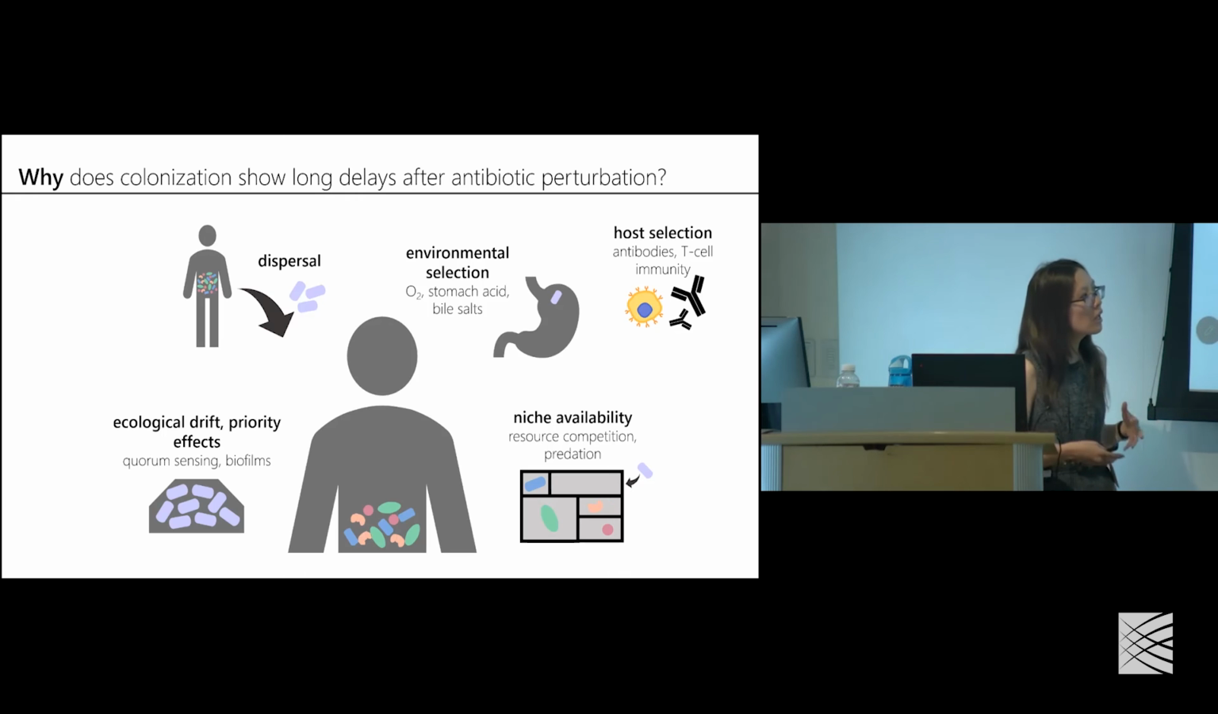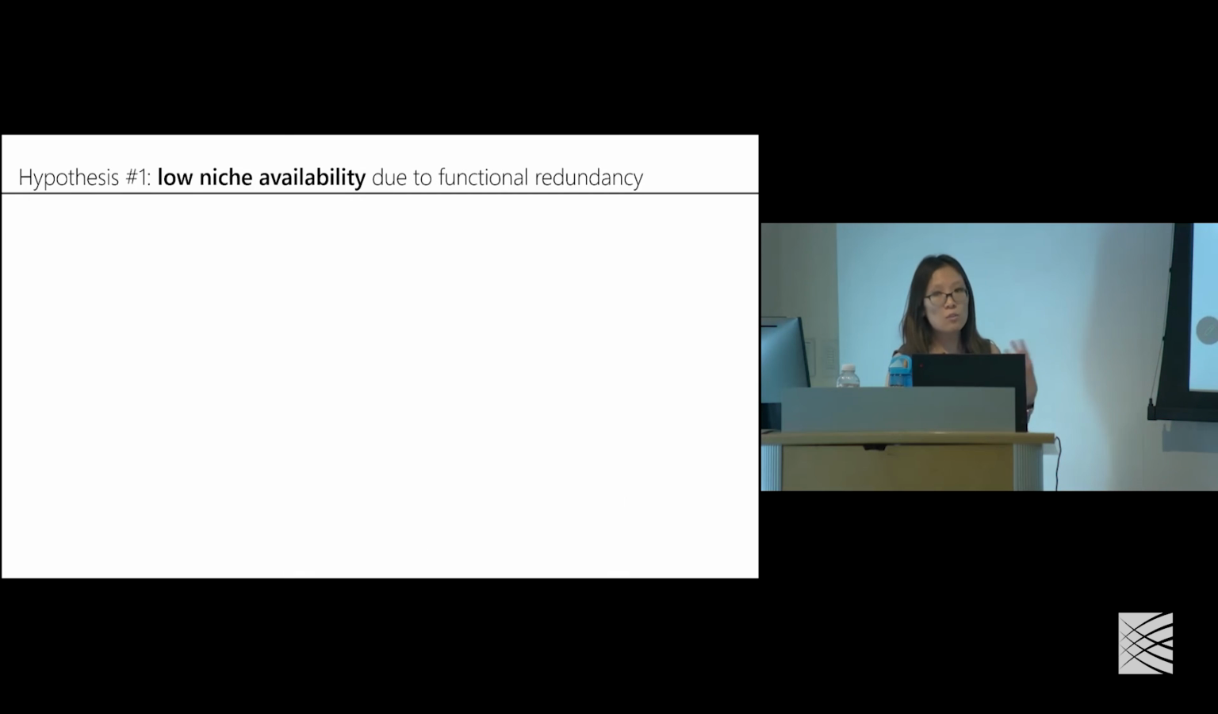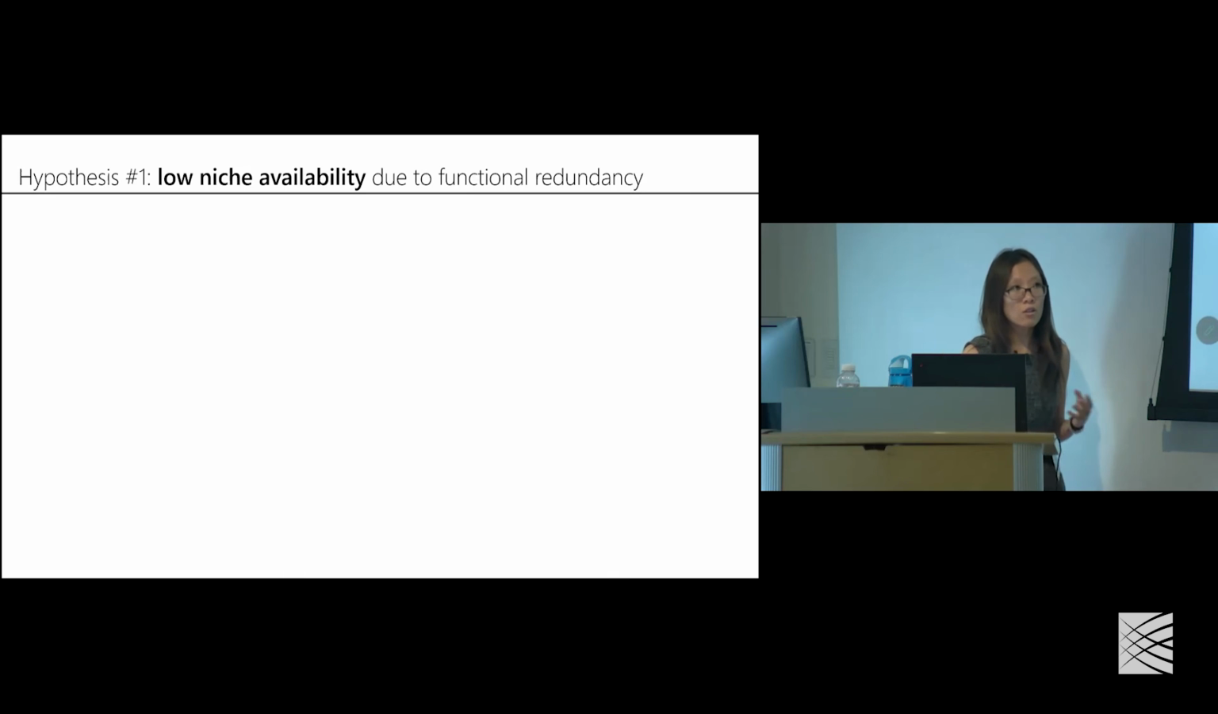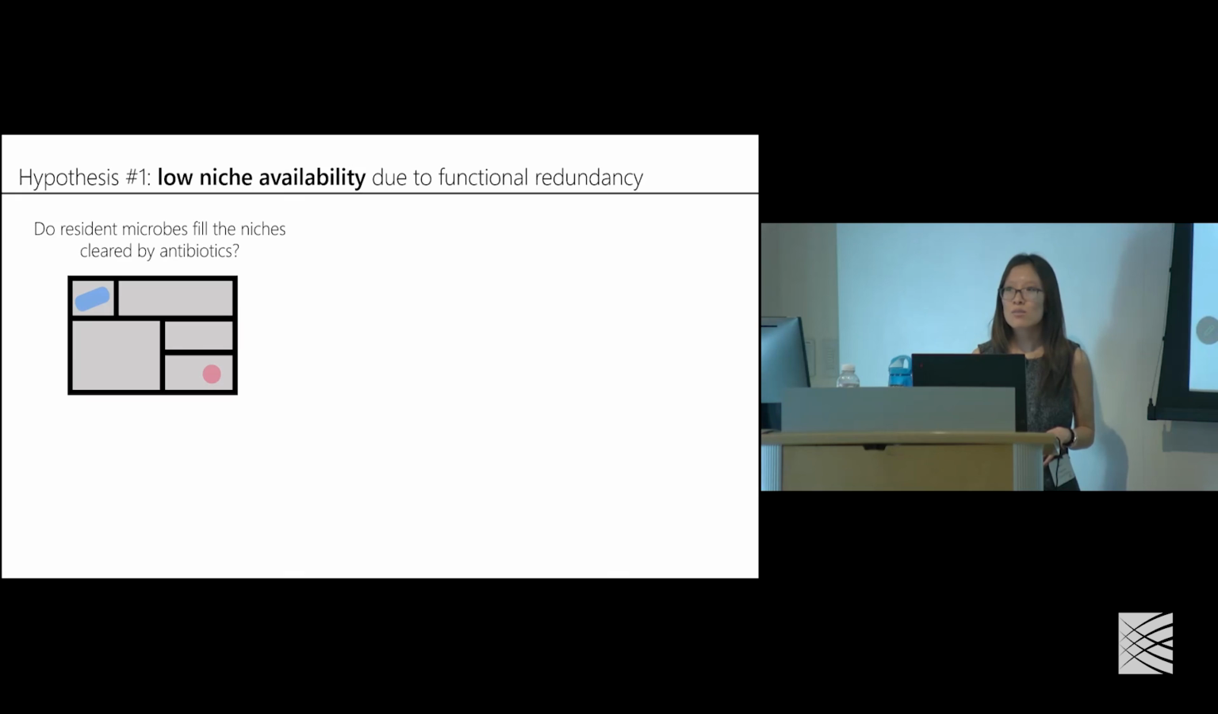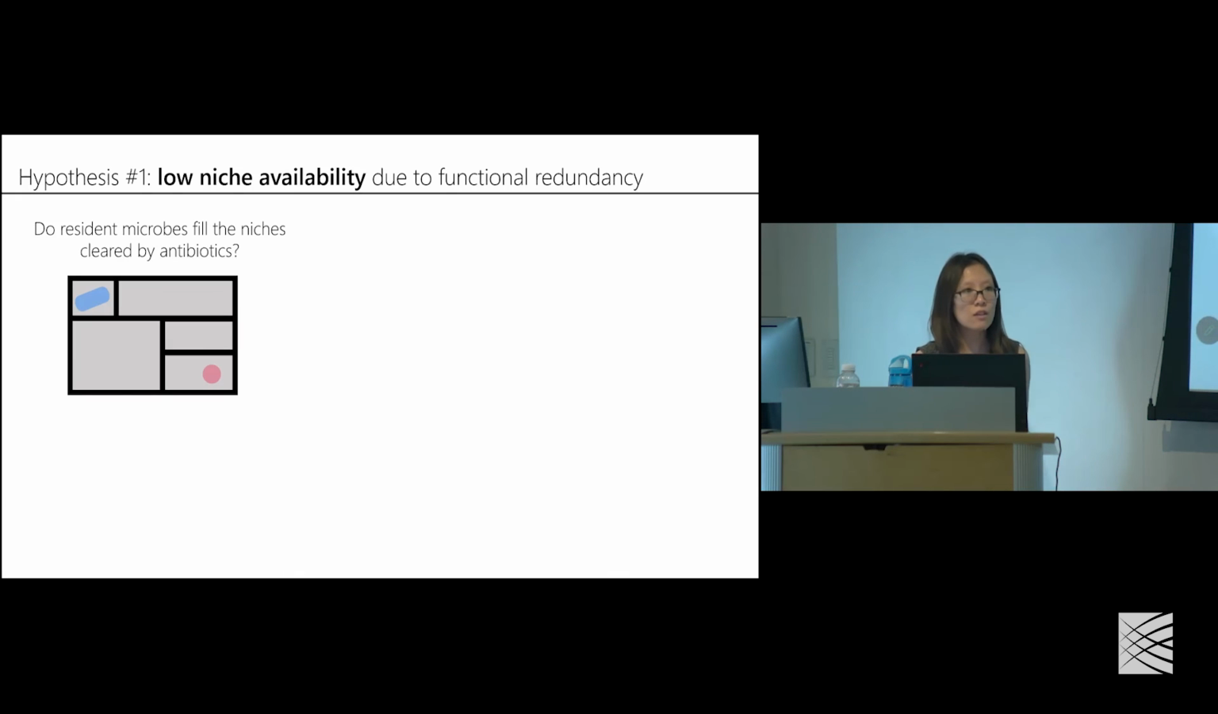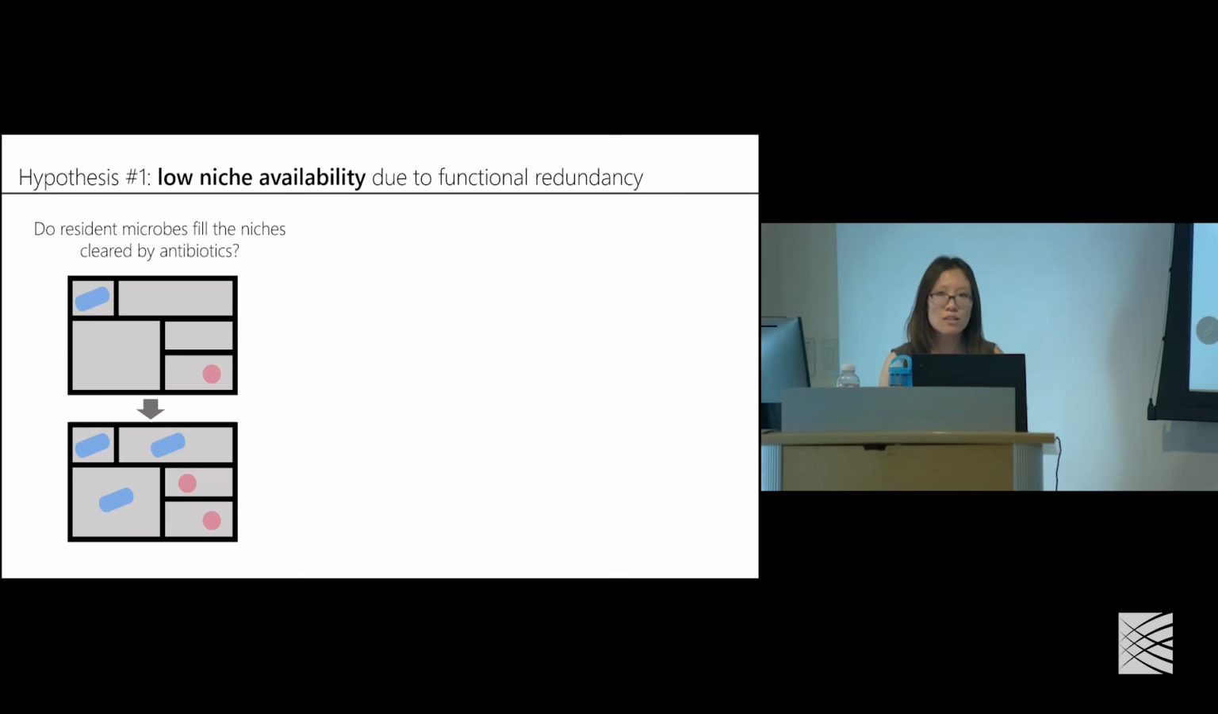And to answer that question, I think it helps to return to this conceptual framework that we set up at the beginning. There are a couple of different hypotheses that we could come up with about why colonization takes such a long time. One explanation is that there might still be low niche availability even after an antibiotic perturbation and large-scale species losses because of functional redundancy. In this case, we might expect that resident microbes fill the niches that were cleared by antibiotics, so that there's effectively no room for new species to colonize.